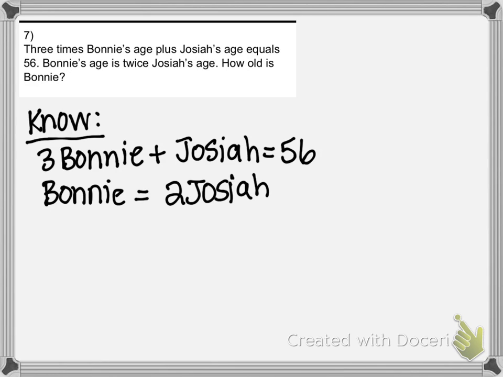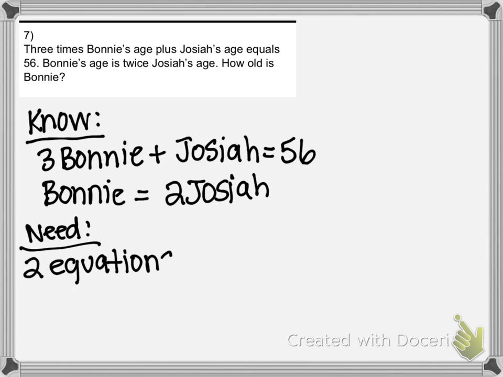So we want to know how old is Bonnie. So what do we need? Well, we need 2 equations. And once we have those 2 equations, we're going to need to solve for Bonnie. We need to know Bonnie's age. Now, this is calculator active. I'm going to show you the answer in the calculator, but I'm also going to show you how to do this by hand, because when we set this up, you'll see that it's substitution, and I want to make sure we review that.